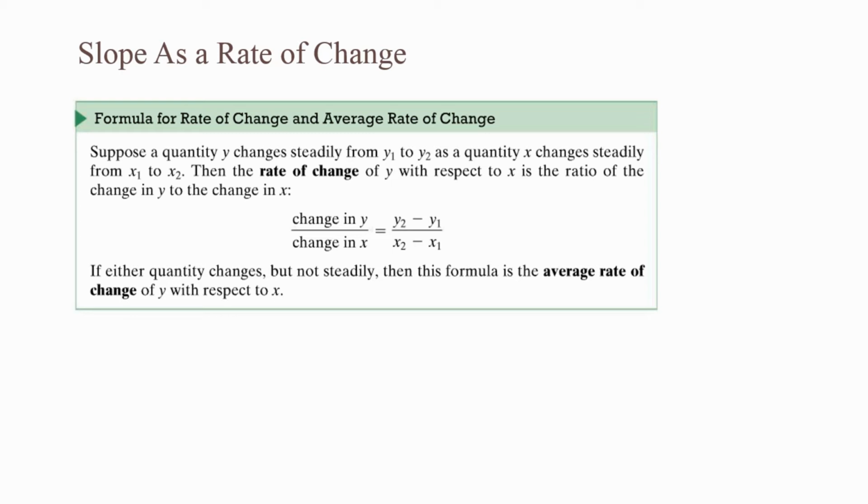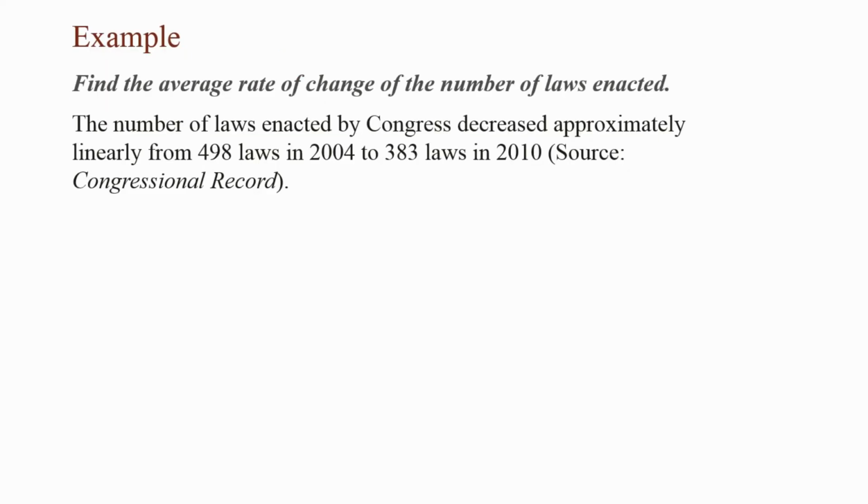If either quantity changes but not steadily, then this formula is the average rate of change of y with respect to x. In this example, find the average rate of change of the number of laws enacted. The number of laws enacted by Congress decreased approximately linearly from 498 laws in 2004 to 383 laws in 2010.